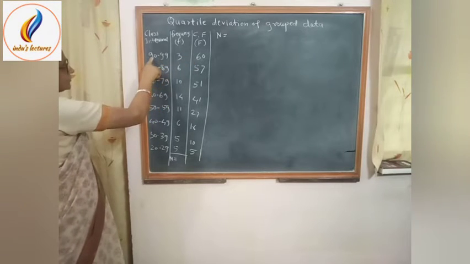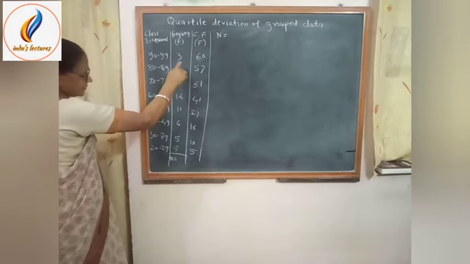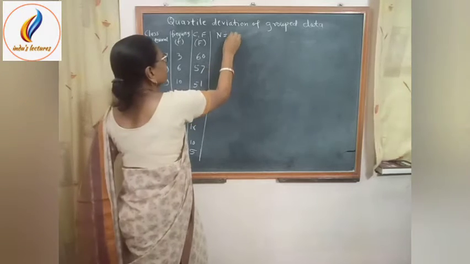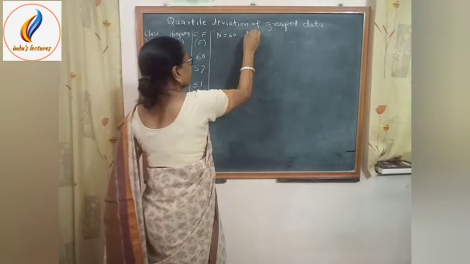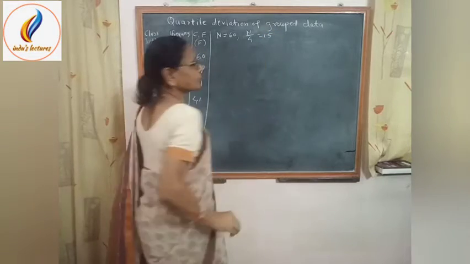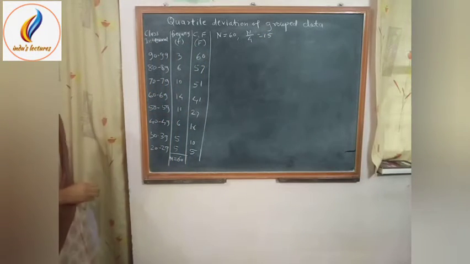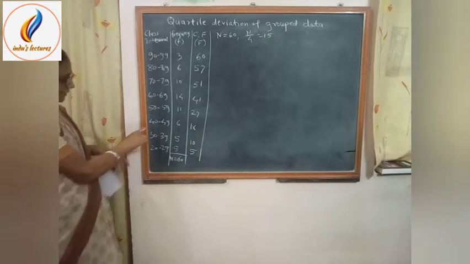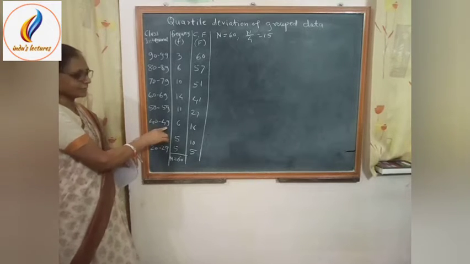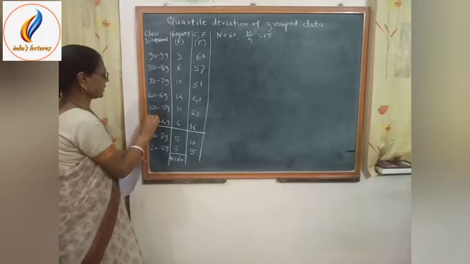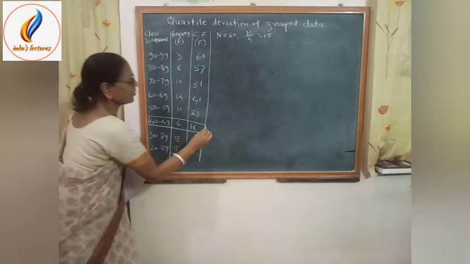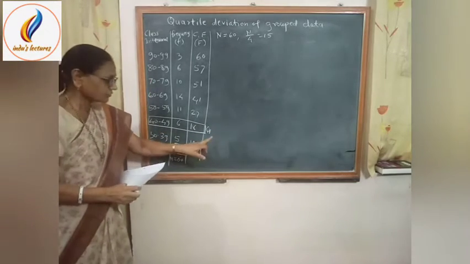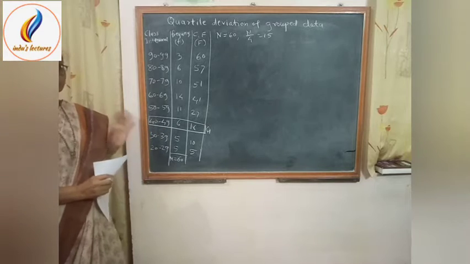Now consider n. The last class interval has cumulative frequency 60. That means the sum is also 60. N is equal to 60. Therefore, n by 4 is equal to 15. Now, 15 as a cumulative frequency lies in class interval 40 to 49. So, the class interval 40 to 49 is the interval of first quartile Q1. That means Q1 class interval is 40 to 49.